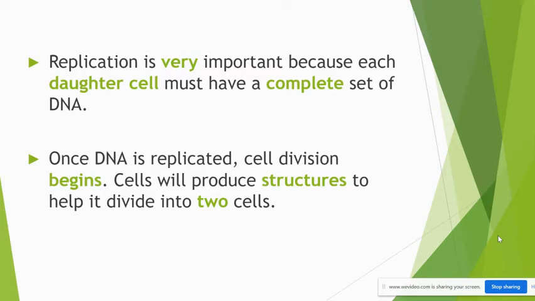So replication is very important because each of those daughter cells, or each of those two new cells at the end of mitosis, have to have a complete set of DNA because that DNA carries all the genetic information that our cells need to be able to function and know how to process. So then once the DNA is replicated, cell division begins, and it's going to even produce more structures that help the cell divide into two cells.